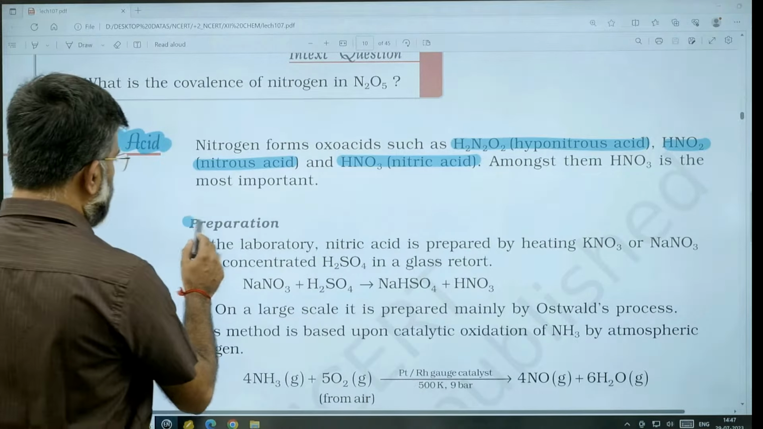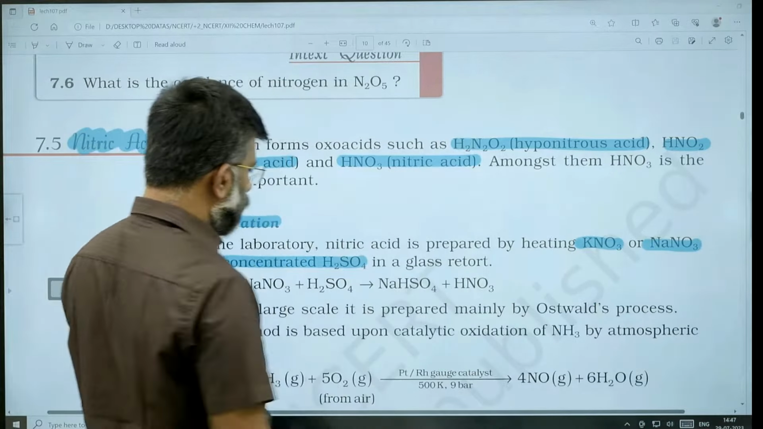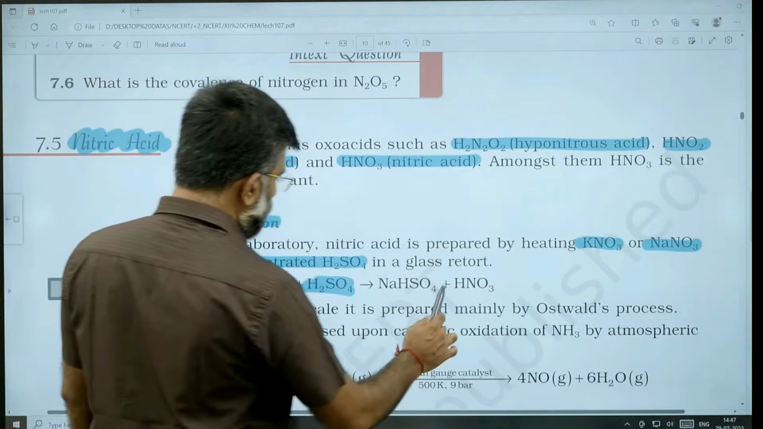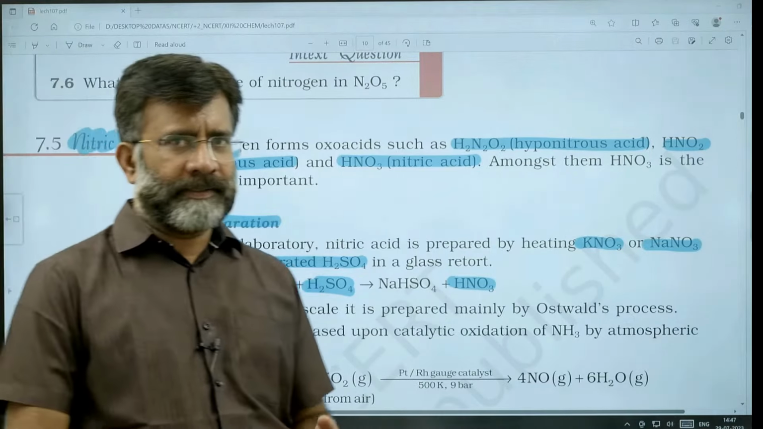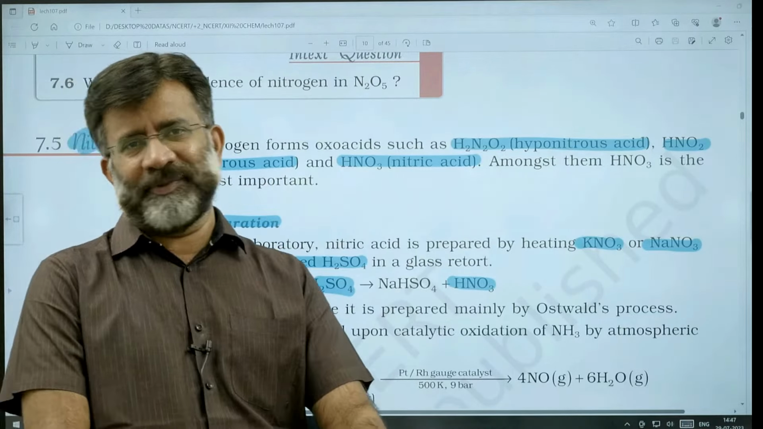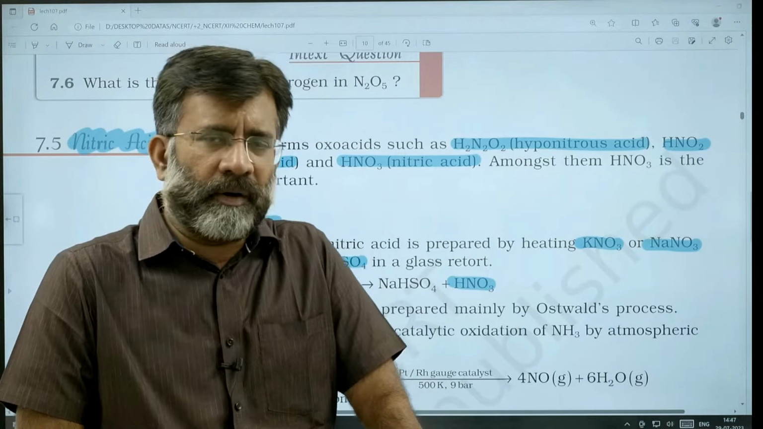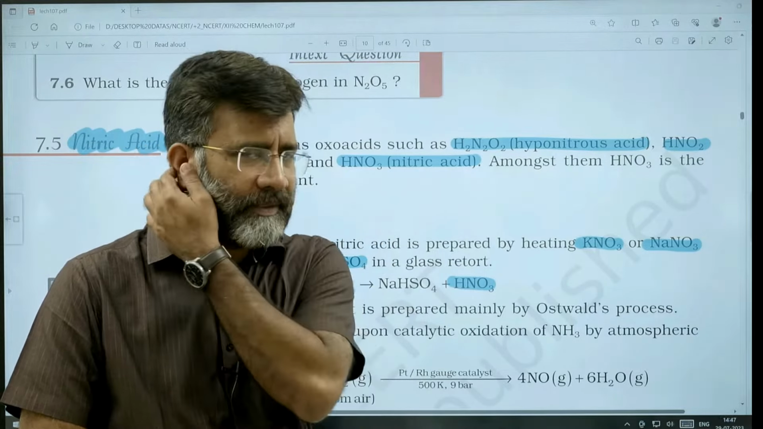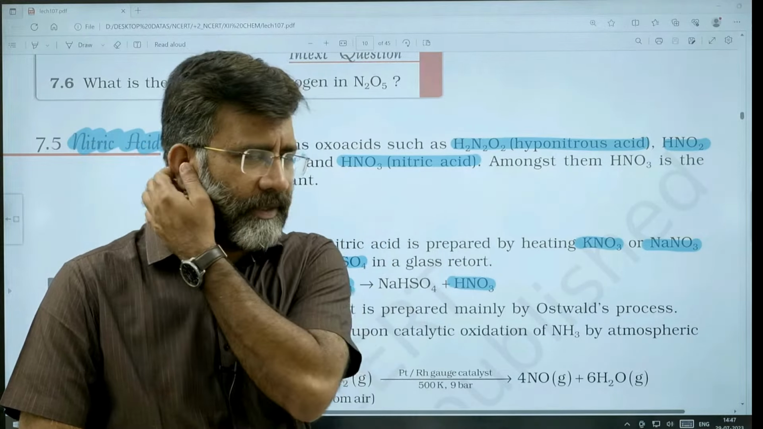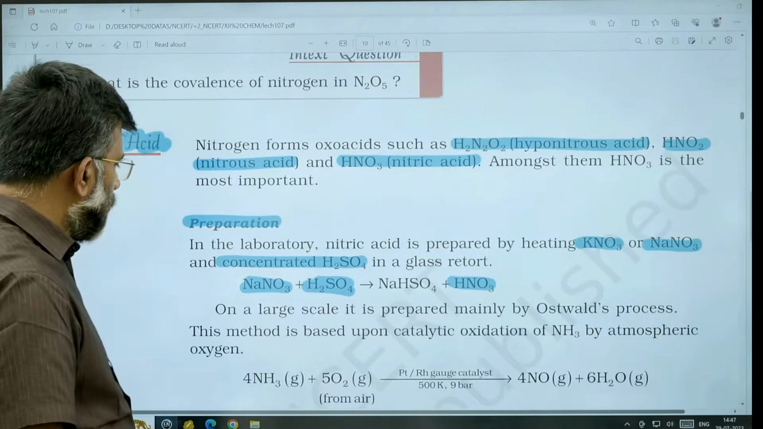It is prepared by heating KNO3 or NaNO3 with concentrated sulfuric acid. Sulfuric acid is able to replace the volatile nitric acid from its salt. That's a special property of sulfuric acid also. Sulfuric acid is an oily acid and it is less volatile. Low volatile sulfuric acid is able to displace volatile acids like hydrochloric acid, HF, HNO3, etc. from their salts. That itself is an important property of sulfuric acid. Sulfuric acid is able to displace volatile nitric acid.